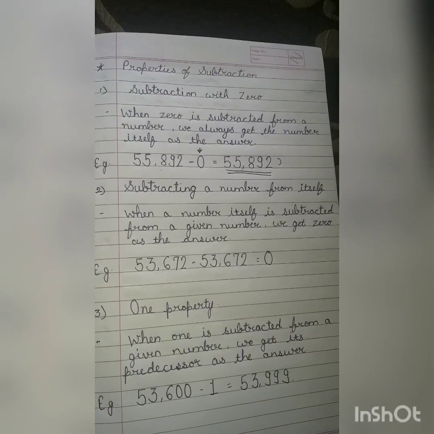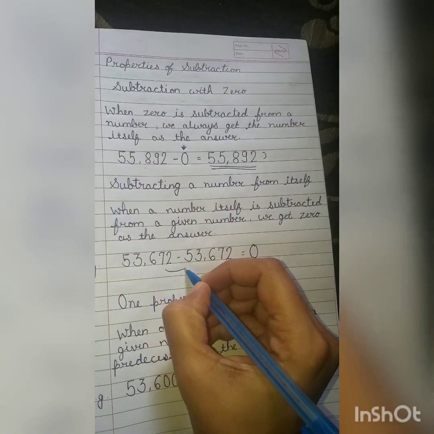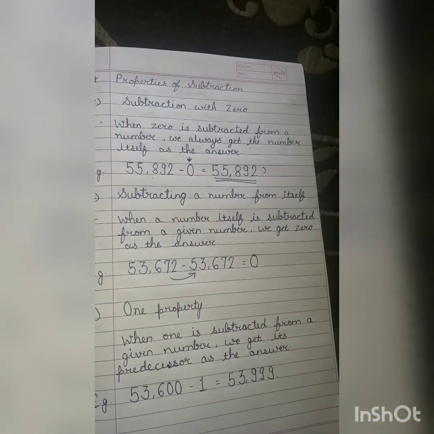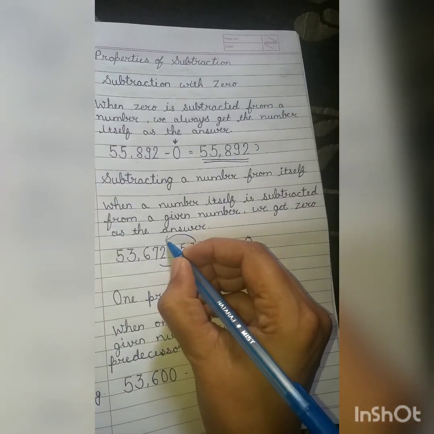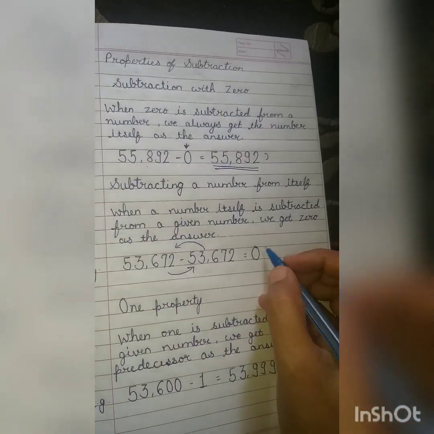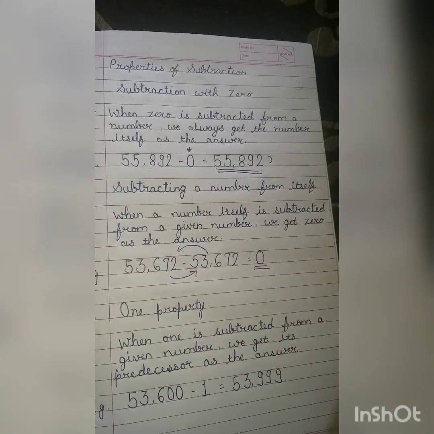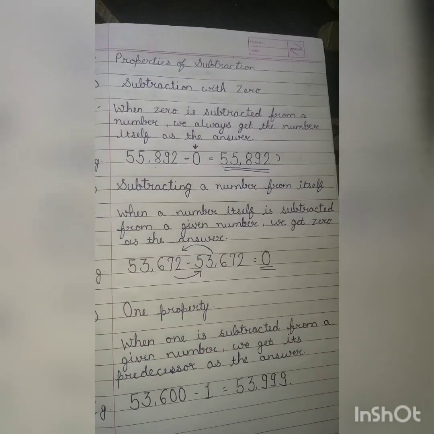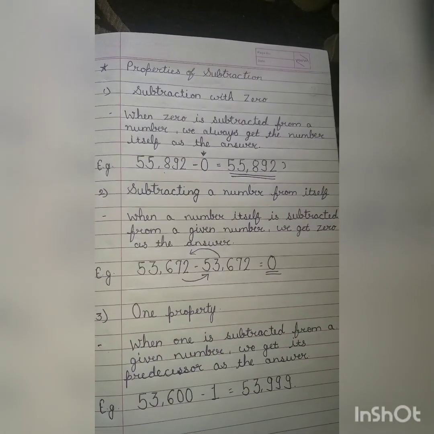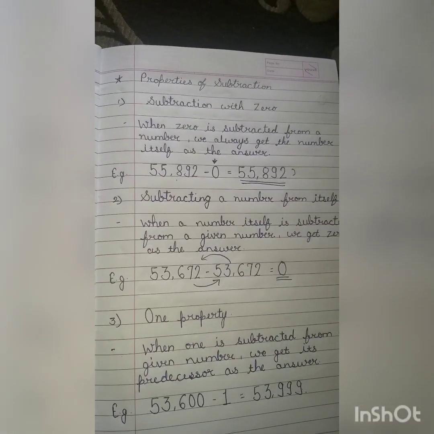53,672, right? And you can see that I have subtracted the same number from the given number. So we can see that we have got our answer 0, right? That means when we subtract the same number from a given number, we get 0 as the answer. Okay, so this is our second property.